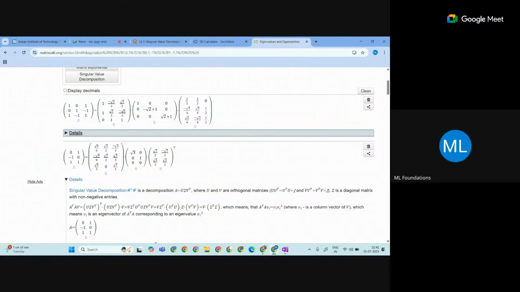Anyone can check? This is 1 upon root 2, 1 upon root 2. This is 1 by 2, 1 by 2. And this is 1 by 3, and again this is 3. Here it is not coming exactly.